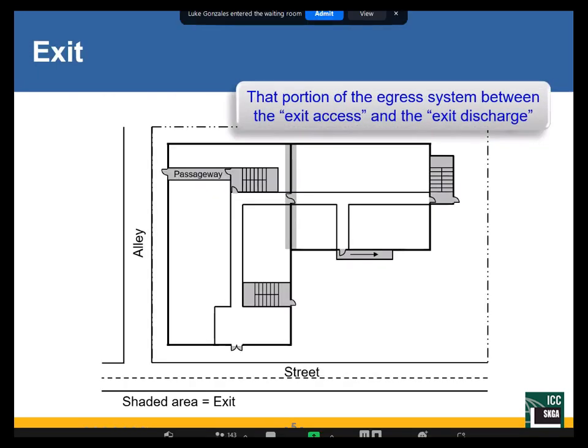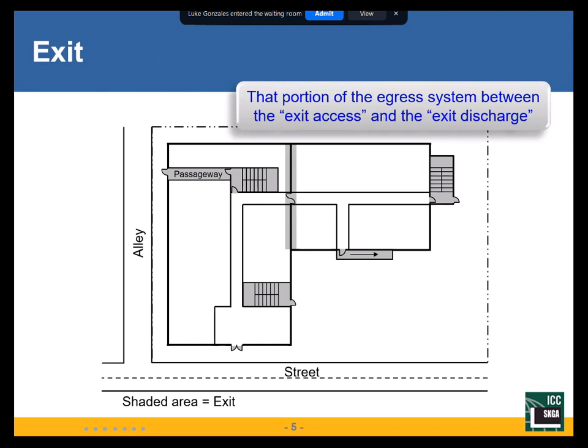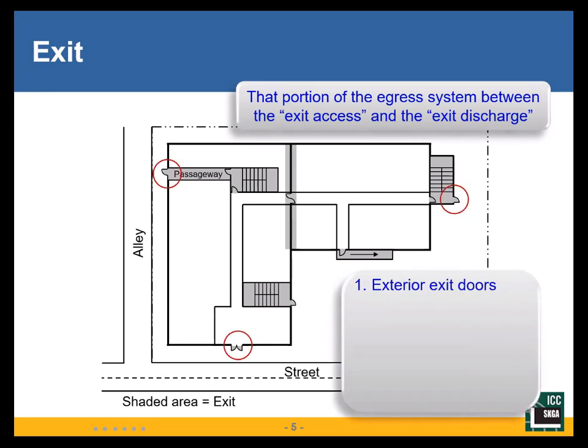We'll start with an exit. The definition is very clear. It says it's the portion of the egress system between the exit access and the exit discharge. Oh, great. But it also says it's one of these seven items. It is an exterior exit door, that door that leads out of the building. It's an interior exit stairway. And we'll learn that the interior exit stairway, by that term, is in a fire-rated vertical enclosure. It has fire rating that comes with it.